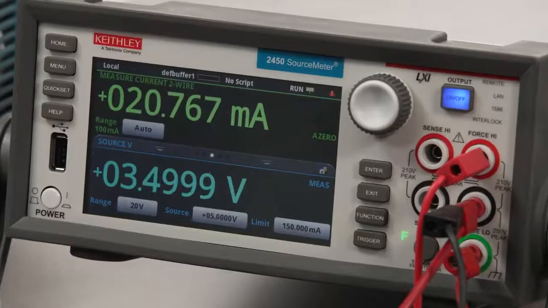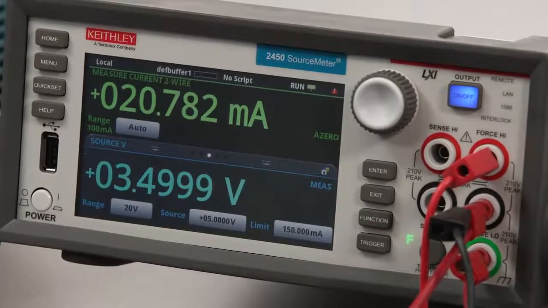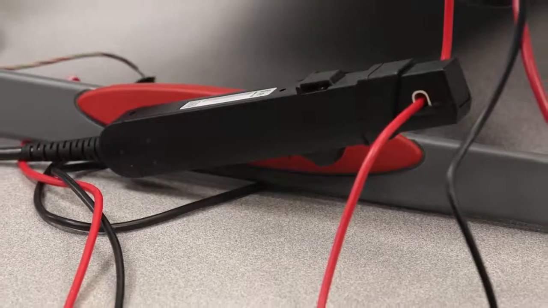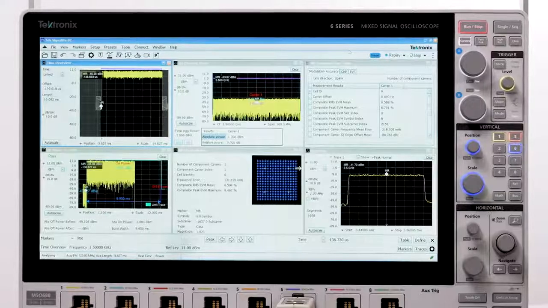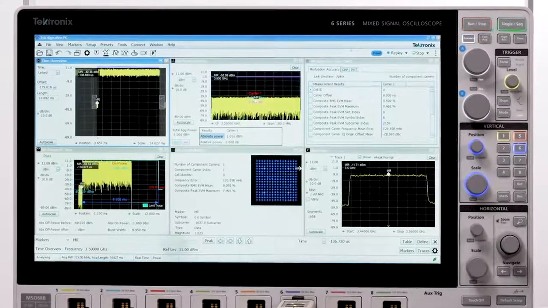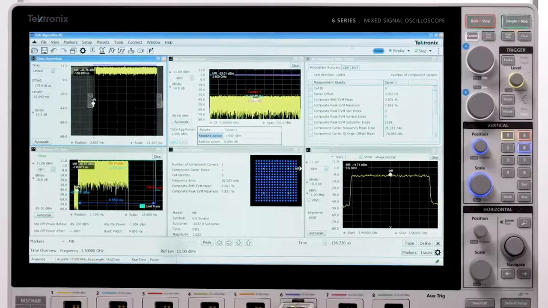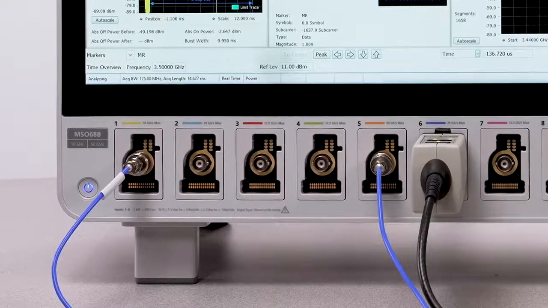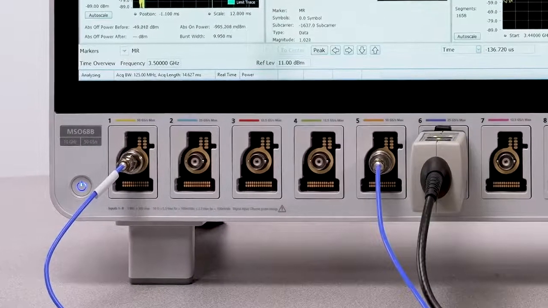The AWG is adjusted for a 250 mV to 500 mV peak-to-peak signal, which is about -11 to -17 dBm composite average power. A Keithley source measurement unit is used to power the device under test. We've also added a current probe on channel 6. And on the 6 Series B MSO, we're running the SignalVu VSA software with 5G NR optional plugin, and we've configured it to analyze the signal captured by the scope on channel 1.